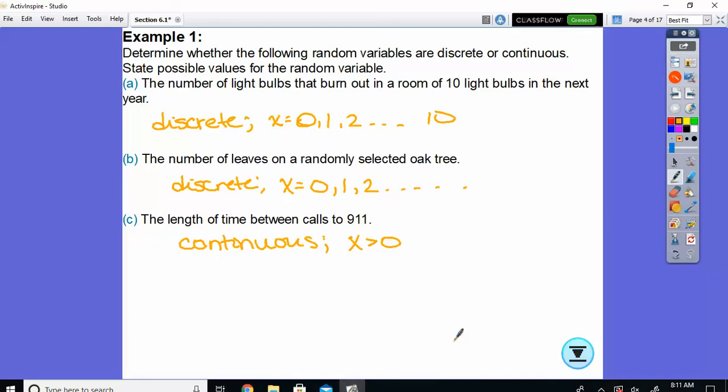All right, so that's like the first question that's going to be on your homework tonight. Just looking at these situations, discrete or continuous, telling me the types of values. Are we okay with that?